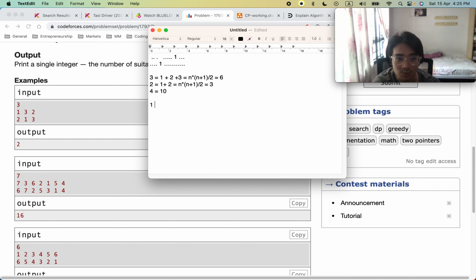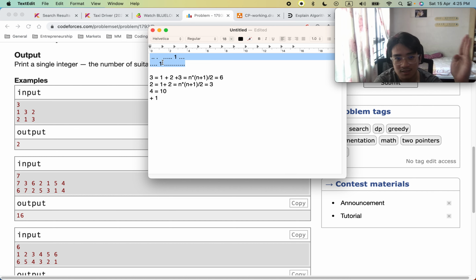There's one more that you missed out though, which is plus 1. Why? Because this includes the whole array when you just start from 0 and n minus 1. So that's for a start.